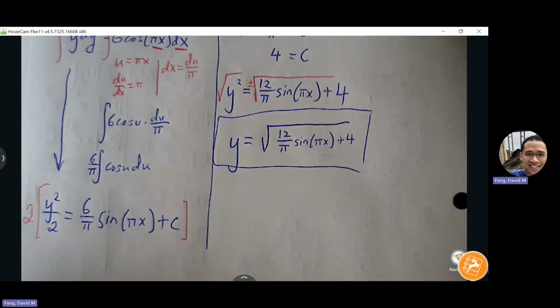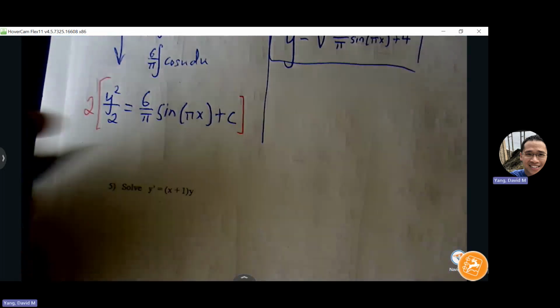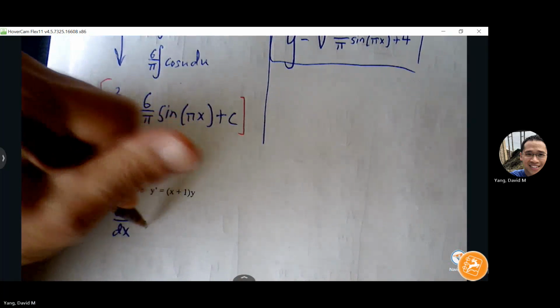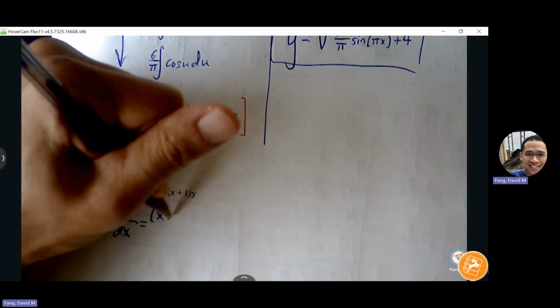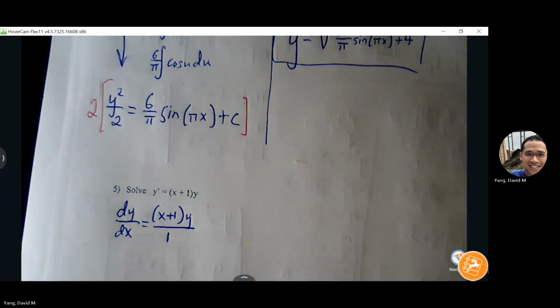Okay, number 5. y prime equals x plus 1 over y. Let me get that dy dx to show up. Parentheses are there to help you. We don't want to lose those parentheses. Okay, cross multiply.